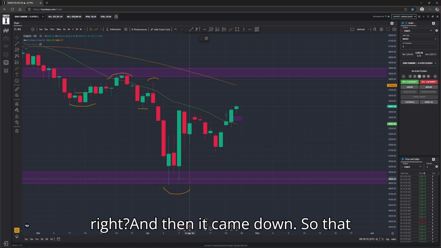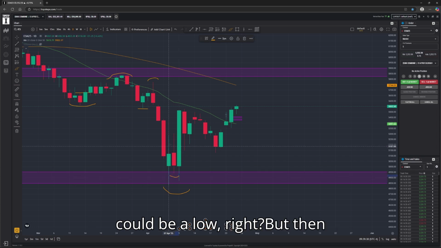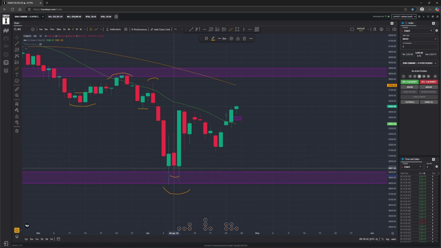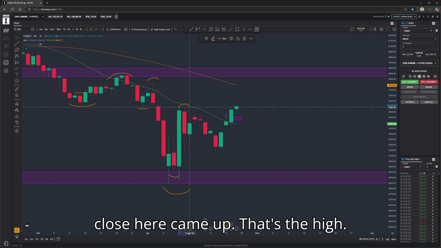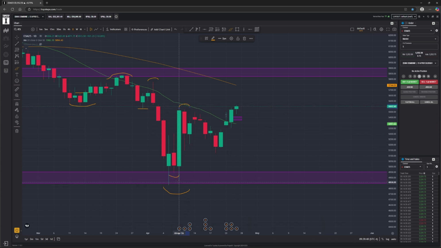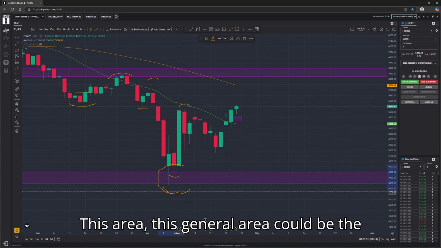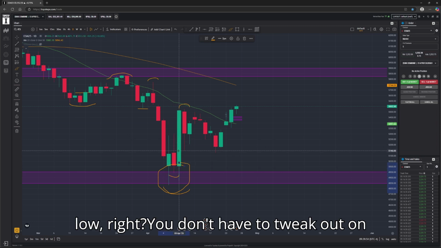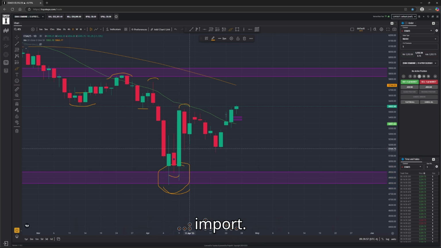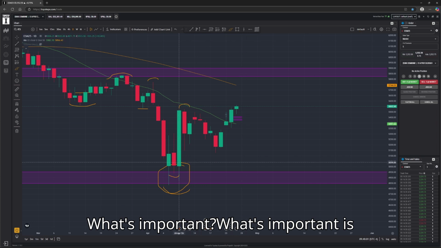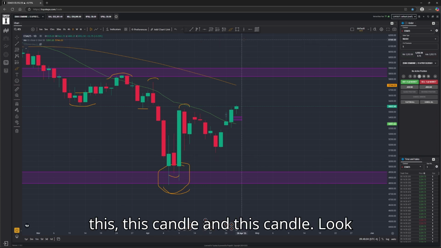And then it came down. So that could be a low, right? But then it closed here, came up, that's the high. This general area could be the low, right? You don't have to tweak out on it. But look at this. What's important is this candle and this candle.